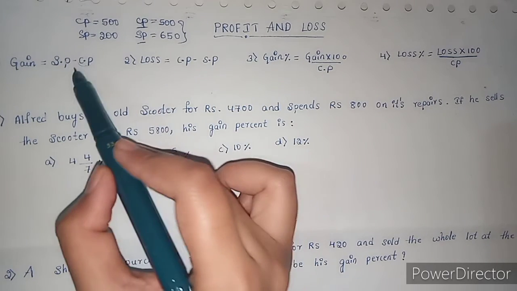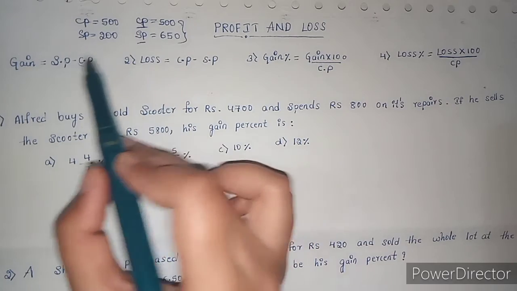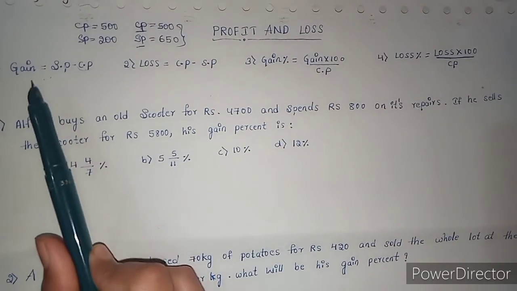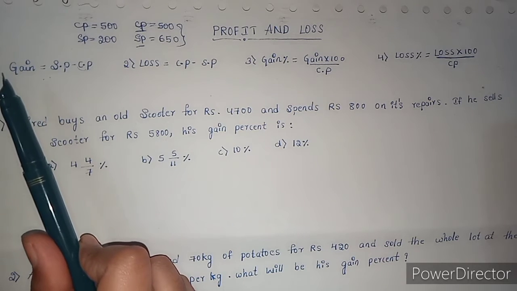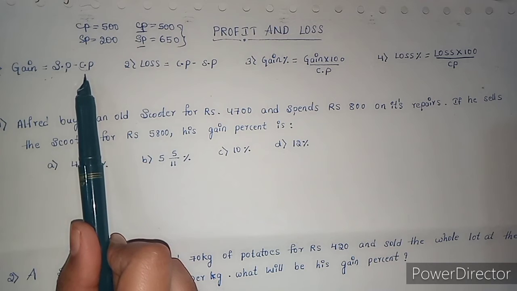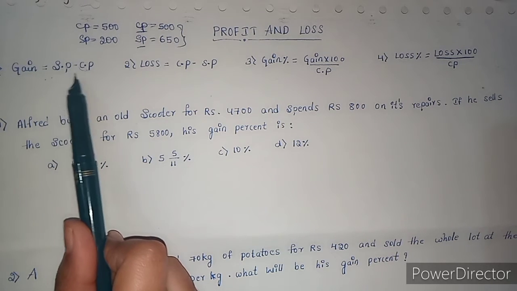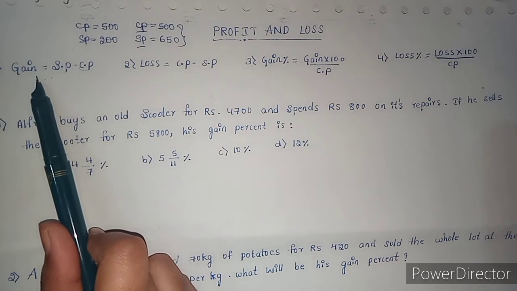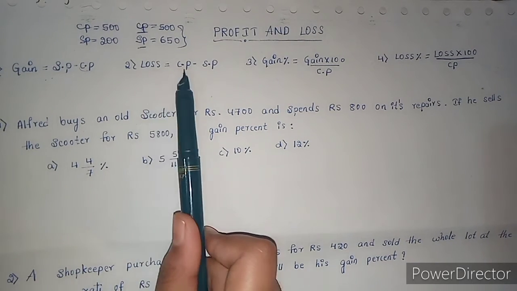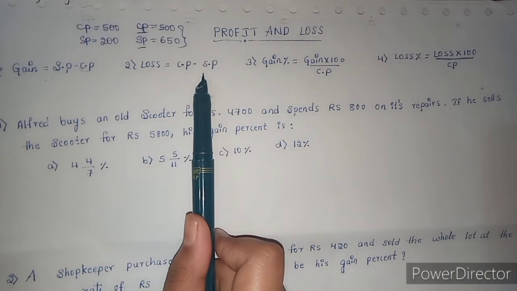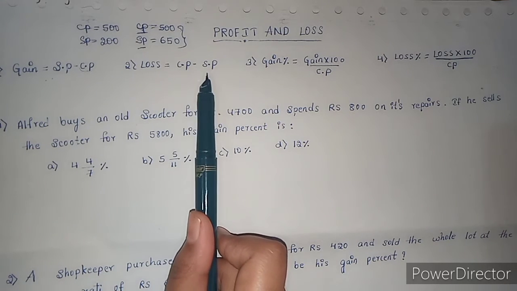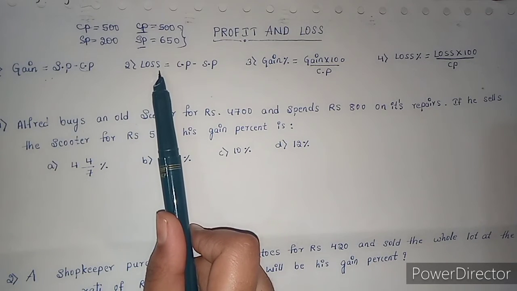Now we got to know what is gain and what is loss. So this is the formula for gain. When you are asked to find gain or profit and selling price and cost price are given in the question, you should subtract cost price from selling price, then you will get gain. And when you are asked to find loss and cost price and selling price are given, you just subtract selling price from cost price, then you will get loss.